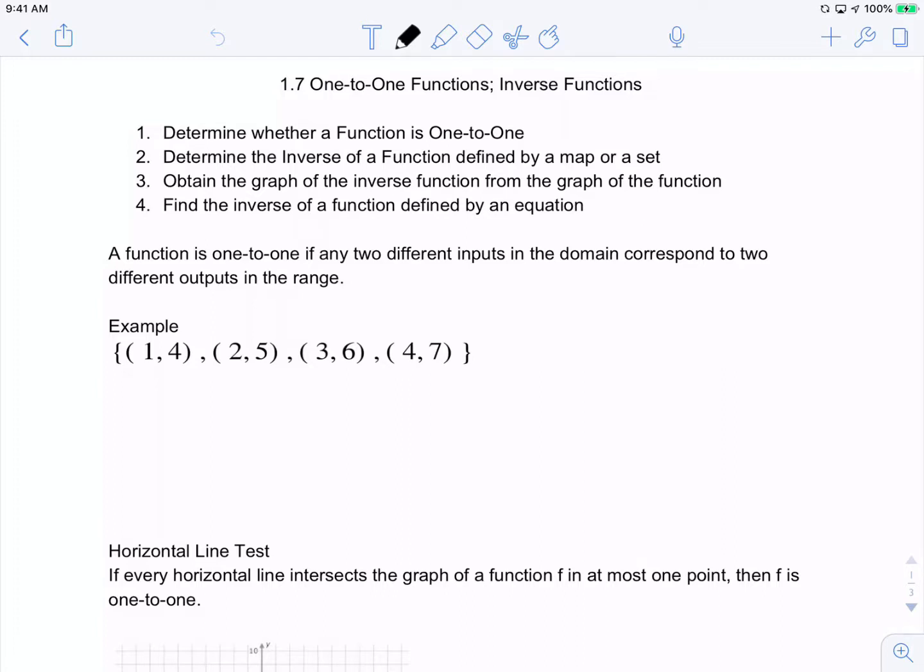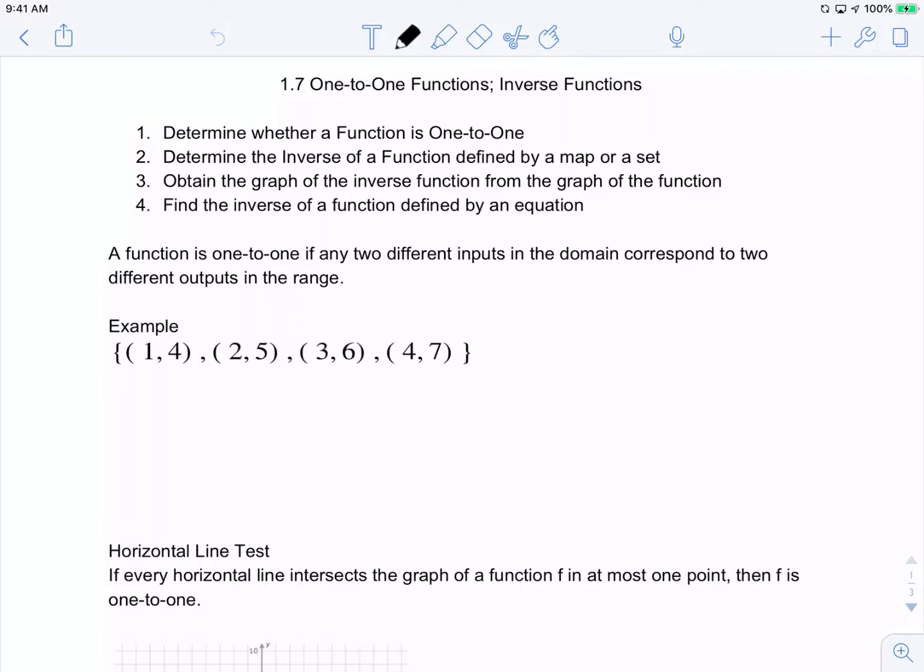Hello class, today we're going to cover section 1.7, one-to-one functions and inverse functions. We're going to cover 4 parts to this. First, we're going to determine whether a function is one-to-one. Then we'll determine the inverse of a function defined by a map or a set. Third, we'll obtain the graph of the inverse function from the graph of the function, and then finally find the inverse of a function defined by an equation.